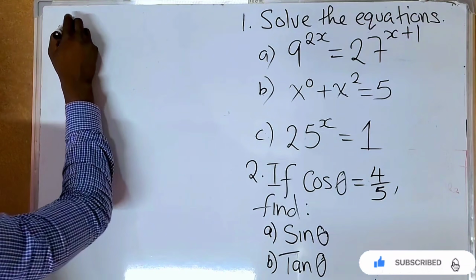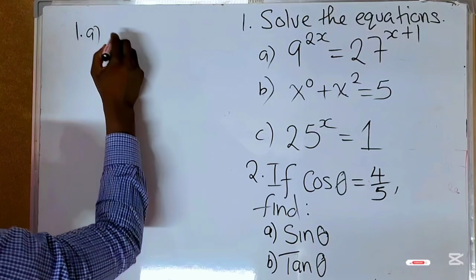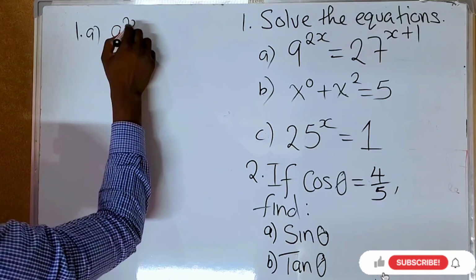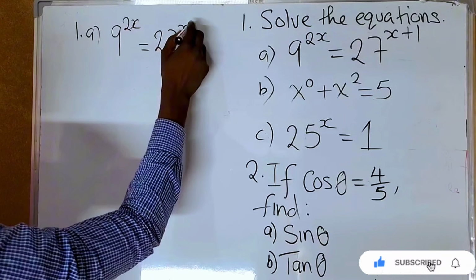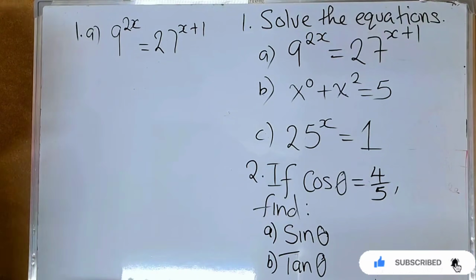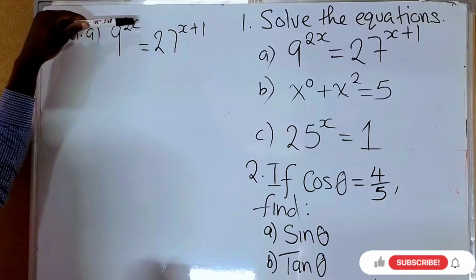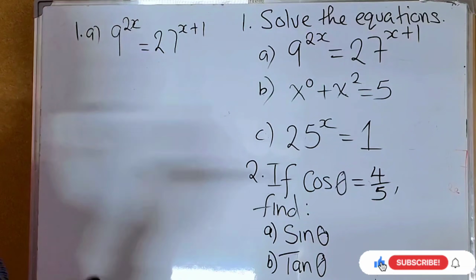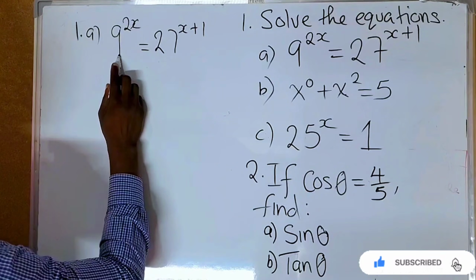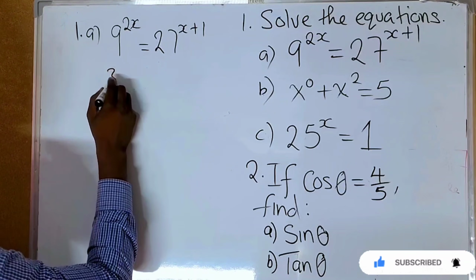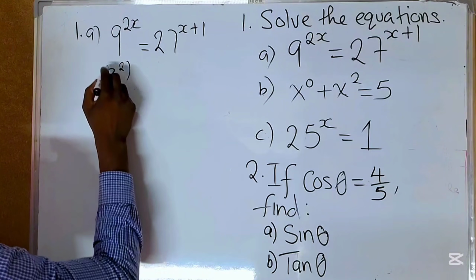Okay, let's start with the first question here, 1a. So question 1a, we are given 9 to the power 2x is equals to 27 to the power x plus 1. All right. Remember, when you're given such a question where we don't know the exponent, what you need to do is make the bases the same. So let's check. This 9 is the same as 3 to the power 2, okay, like this.